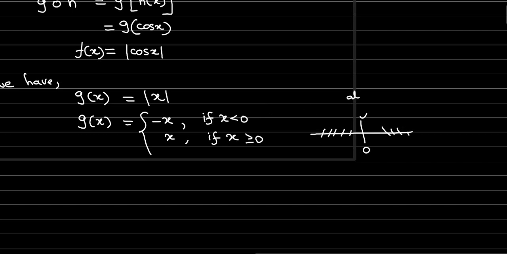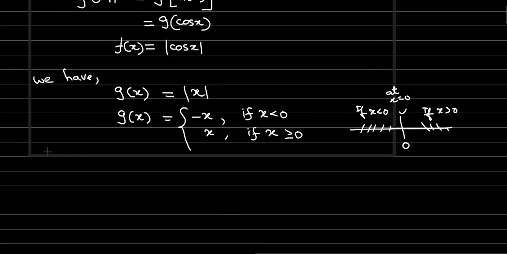In case 1, at x equal to 0, we have to prove the function is continuous. That means g(0), left hand limit, and right hand limit, all three things are required. Now if x is less than 0, in this interval we have to prove the function is continuous. Then if x is greater than 0, the function is continuous. So totally three cases we have for this sum. Any order is fine.